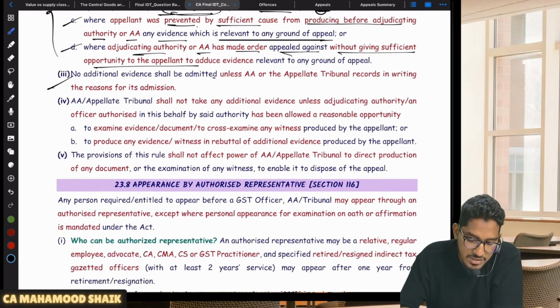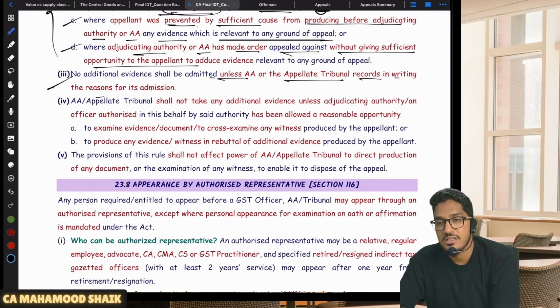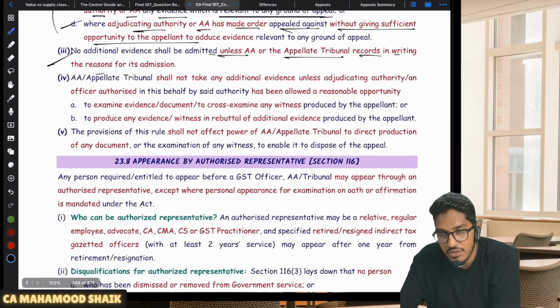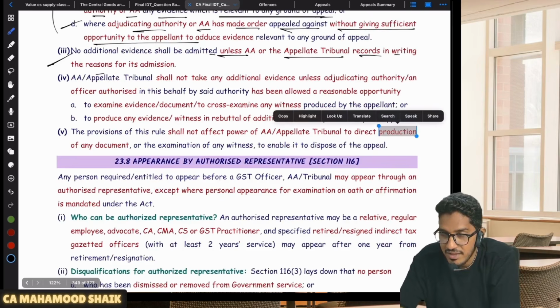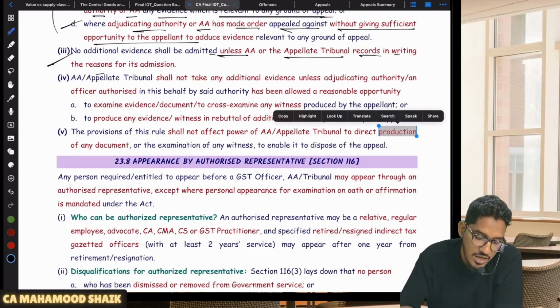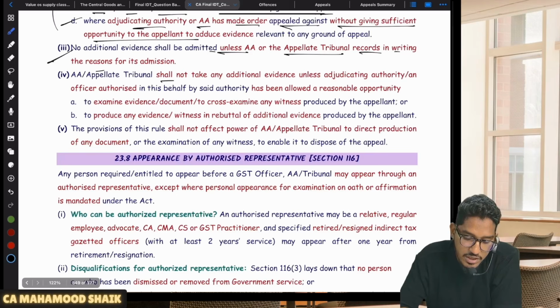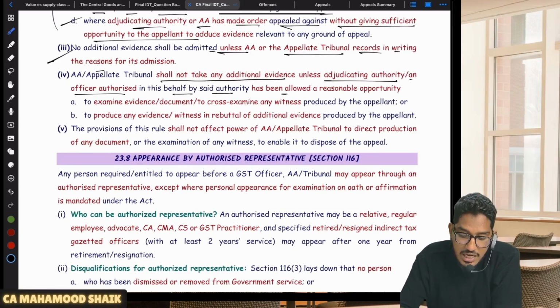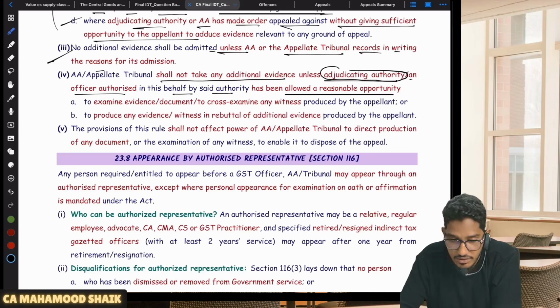No additional evidence shall be submitted unless AA or appellate tribunal records in writing the reasons for its admission. If they are accepting the new evidence, they should record clearly why they are accepting it. Appellate authority or appellate tribunal shall not take any additional evidence unless the adjudicating authority or an officer authorized in this behalf by the said authority has been allowed a reasonable opportunity before they consider the evidence. Even you have to give an opportunity to the adjudicating authority or any of their officers also.